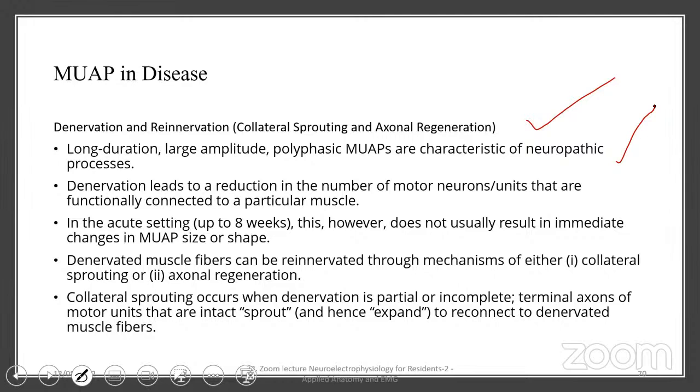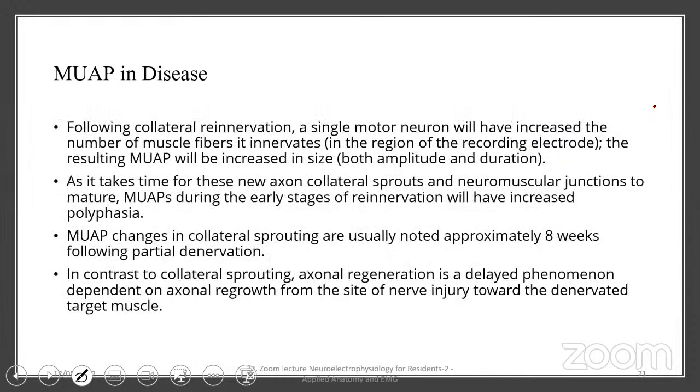Denervated muscles can be reinnervated through the mechanism of either collateral sprouting or axonal regeneration. Collateral sprouting occurs when the denervation is partial or incomplete. Terminal axons of the motor units that are intact sprout to reconnect to denervated muscle fibers. Following collateral innervation, a single motor neuron will have an increased number of muscle fibers it innervates. In the region of the recording electrode, the resulting MUAP will be increased in size, both amplitude and duration.